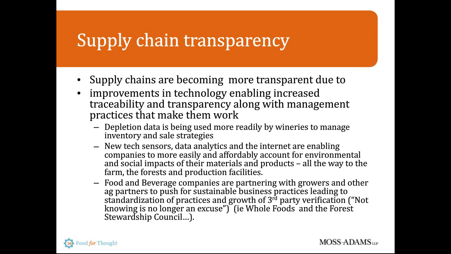So supply chain transparency is becoming more and more an important tool that's used by big suppliers or big providers of products. I know that I've worked with Whole Foods before, where they're very much into understanding the path that your grapes took, what farming practices were employed in growing the grapes, what winemaking practices were used in making the wine.